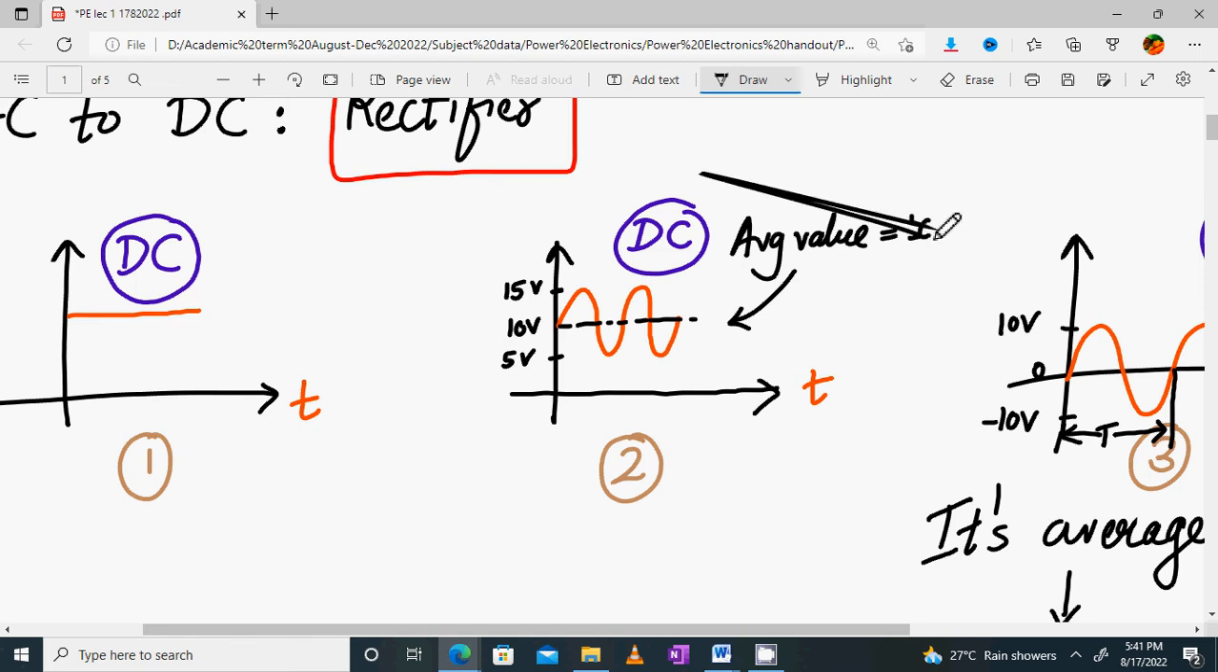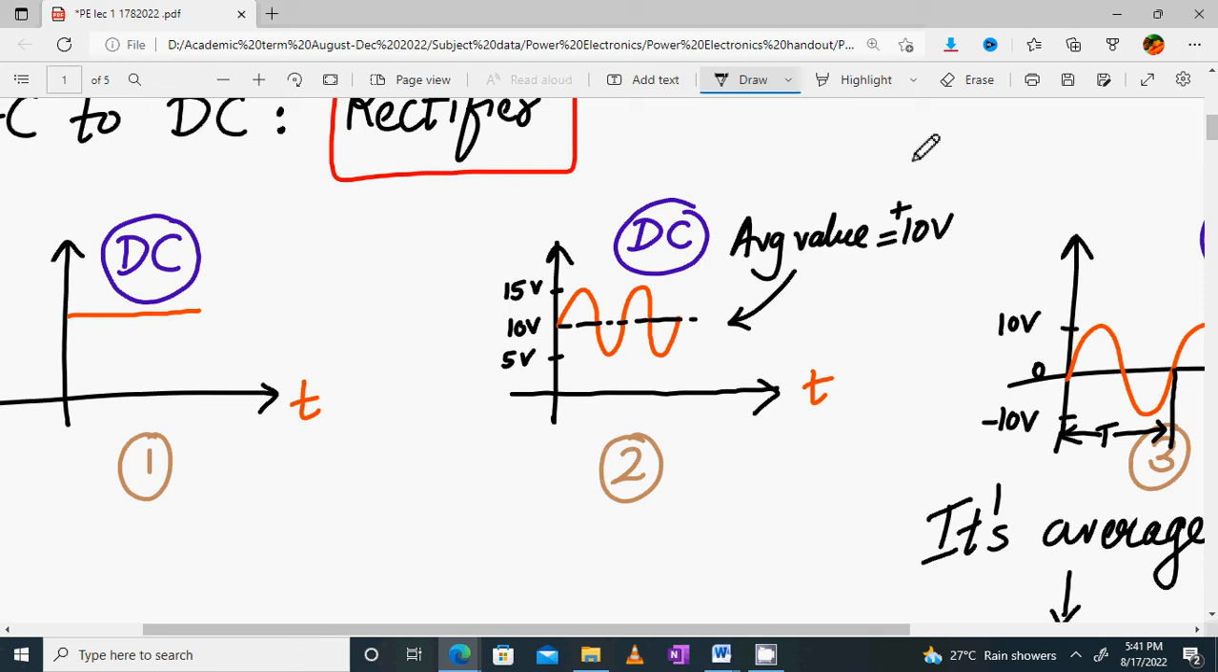Yes, rightly said, it's 10 volt. Why is it 10 volt? Because the waveform starts at 10, moves towards 15, again from 15 to 10, then from 10 to 5, and then from 5 back to 10 volts. So 10 volts is the average value of this signal. We can call this a positive average, plus 10. The average value of the waveform is positive, so we have a positive DC output. That's how we distinguish between AC and DC signals.